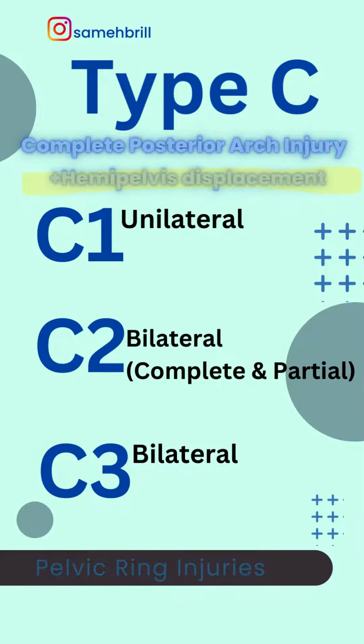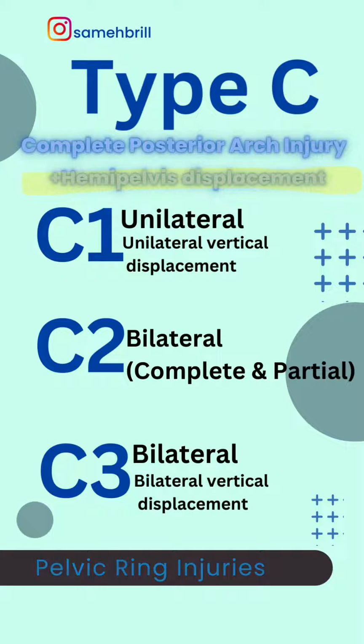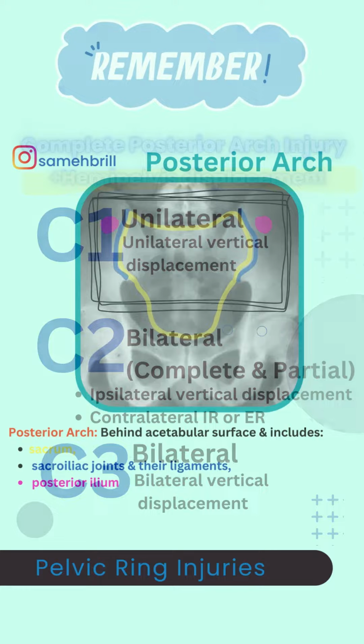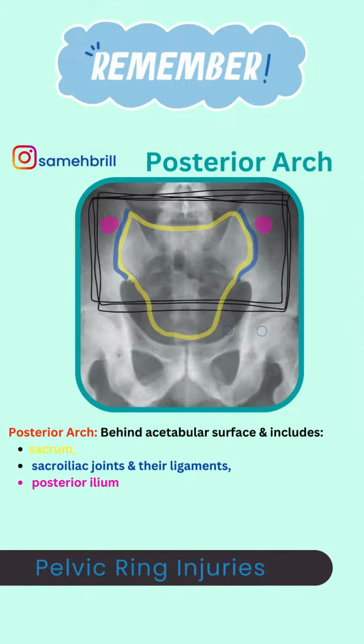Now for the hemipelvis displacement, in C1 there will be a unilateral vertical displacement. In C3 there will be a bilateral vertical displacement. And in C2 there will be an ipsilateral vertical and contralateral internal or external rotation. And finally, remember, it's all about the posterior arch and hemipelvis displacement.